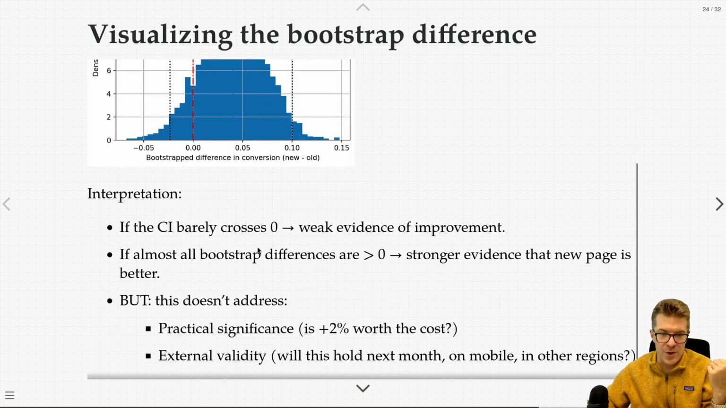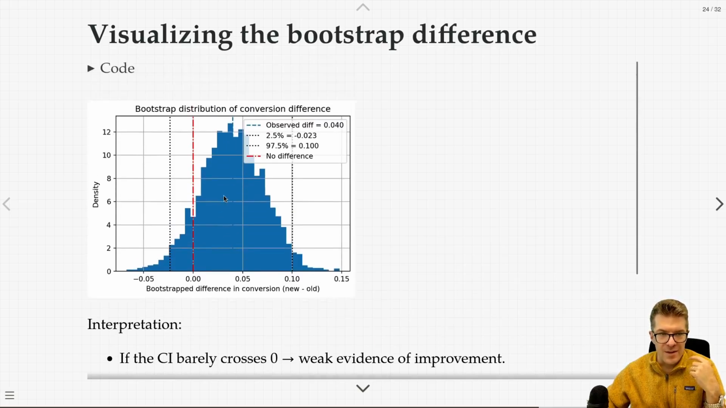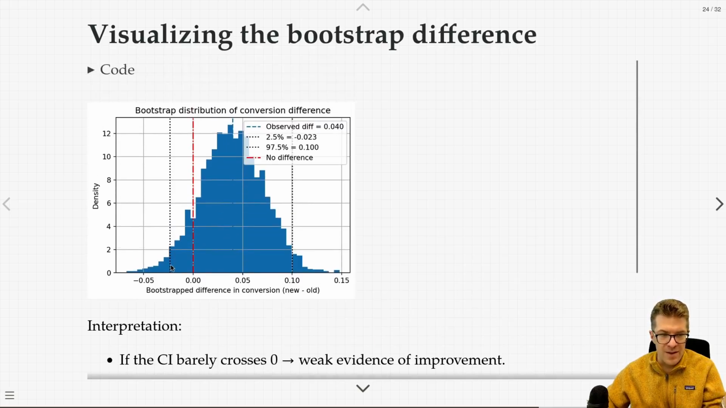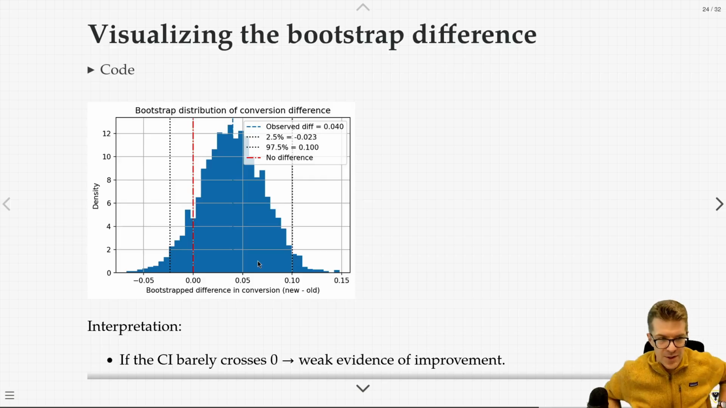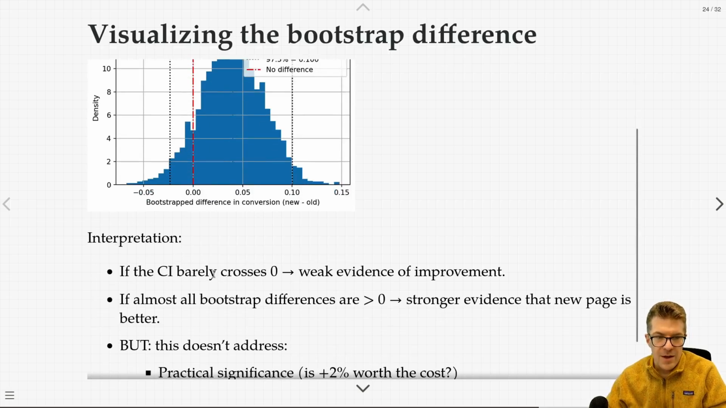But for the particular observation we took a moment ago, where we only saw a 4% improvement in click-through rate, this falls within the confidence interval of minus, I think it was 2.3% up to 10%. So does this particular sample actually seem to indicate any superiority? 4% might not necessarily be enough evidence by itself to suggest that the new page is better than the old page. So, to interpret this, if the confidence interval barely crosses the 0 line, this might indicate weak evidence of improvement.